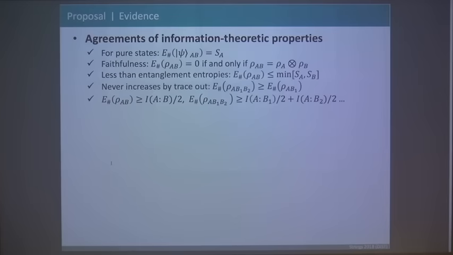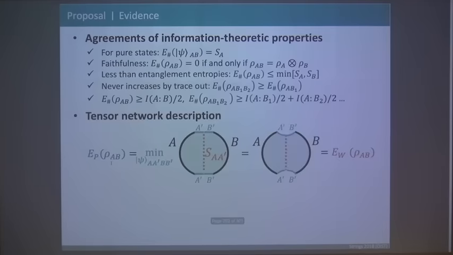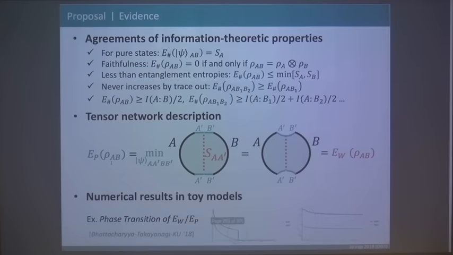We have several supporting facts for this conjecture. First, we can show that the entanglement wedge cross section indeed satisfies all the properties that the entanglement of purification has, such as entropic inequalities involving mutual information. Also, we have a heuristic understanding of why such duality happens, based on tensor network descriptions of AdS/CFT. And we further show that the typical behavior, some kind of phase transition, of the entanglement wedge cross section can be reproduced by that of the entanglement of purification in some toy models such as free field theories.